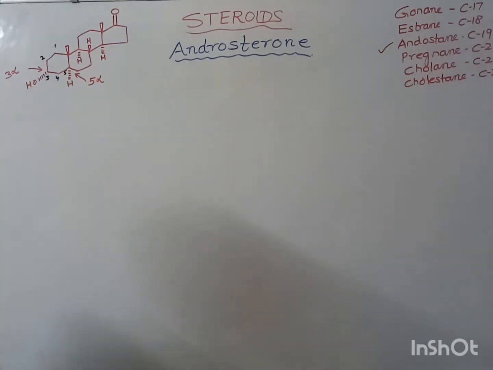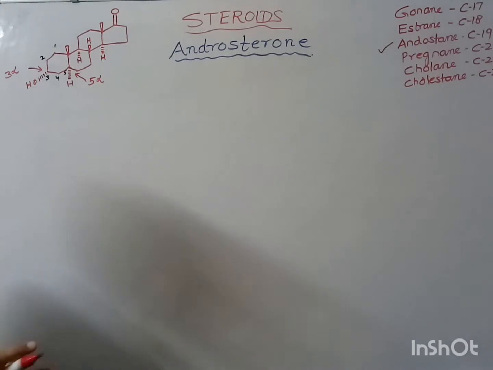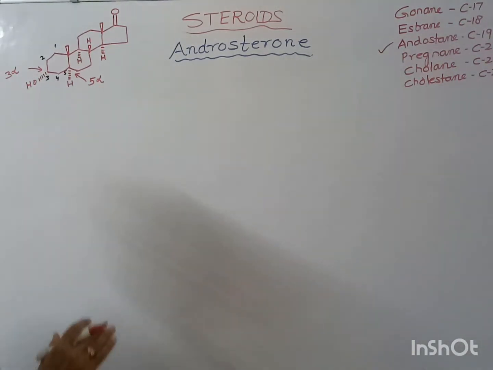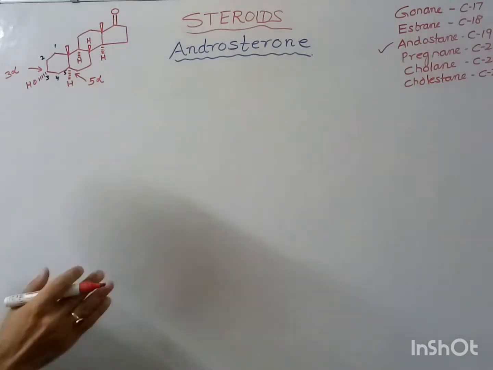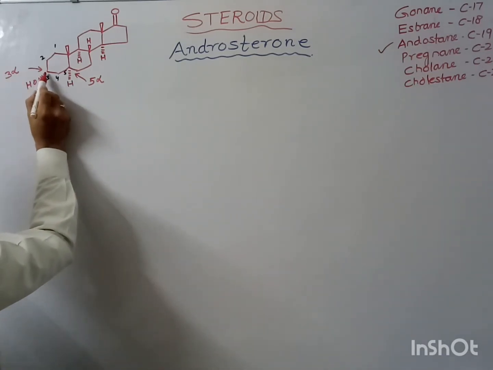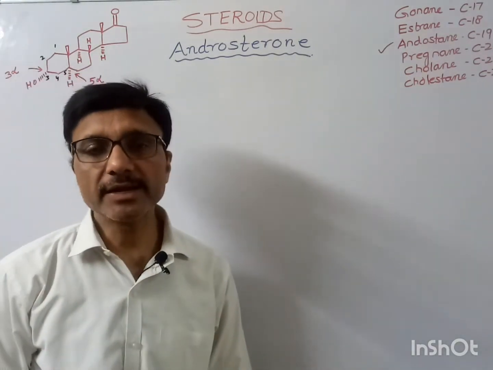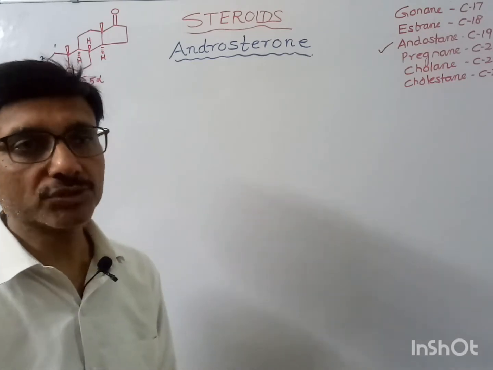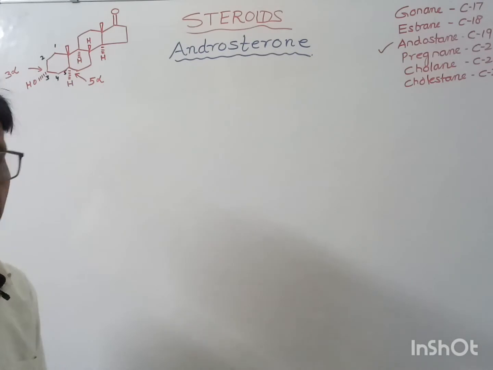So we should remember in the androsterone structure that at the 3rd position the OH is below the ring, so it is 3 alpha, and it is 5 alpha. Now if at the third position the OH is above the plane, or we can say 3 beta, then the structure becomes different, and that structure is for epi-androsterone. But here we have to prove the structure of androsterone.